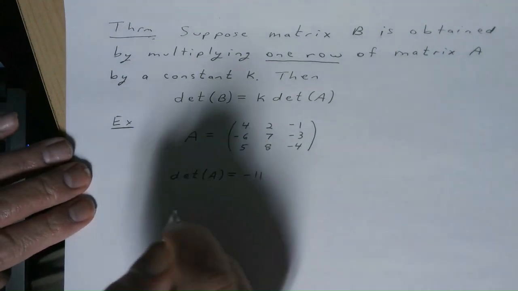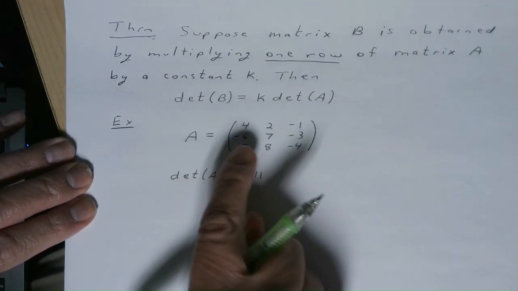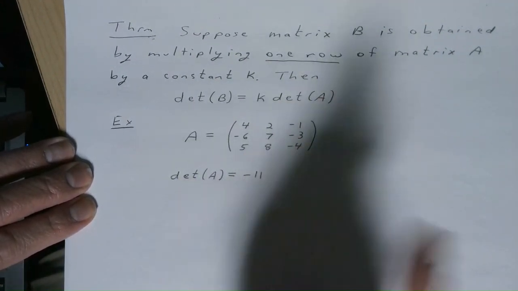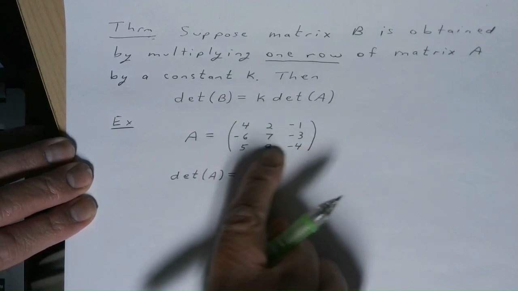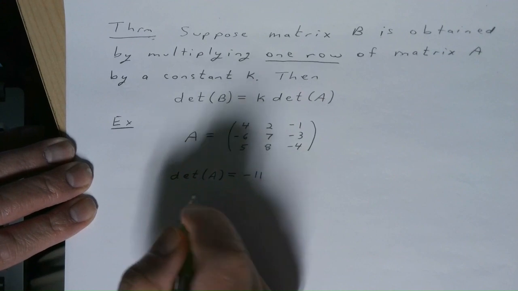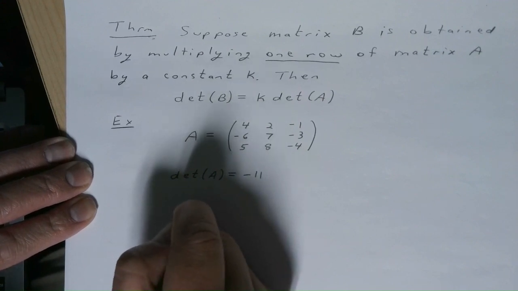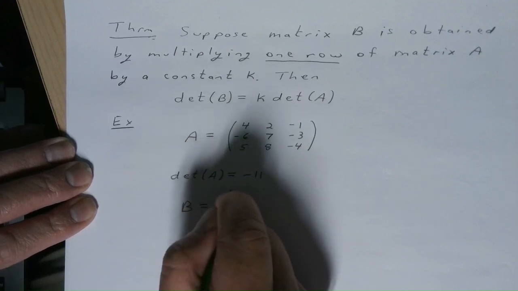And now let's multiply, let's say, one of these rows by, say, 3. Let me multiply this second row by 3. And again, we'll call that matrix B.